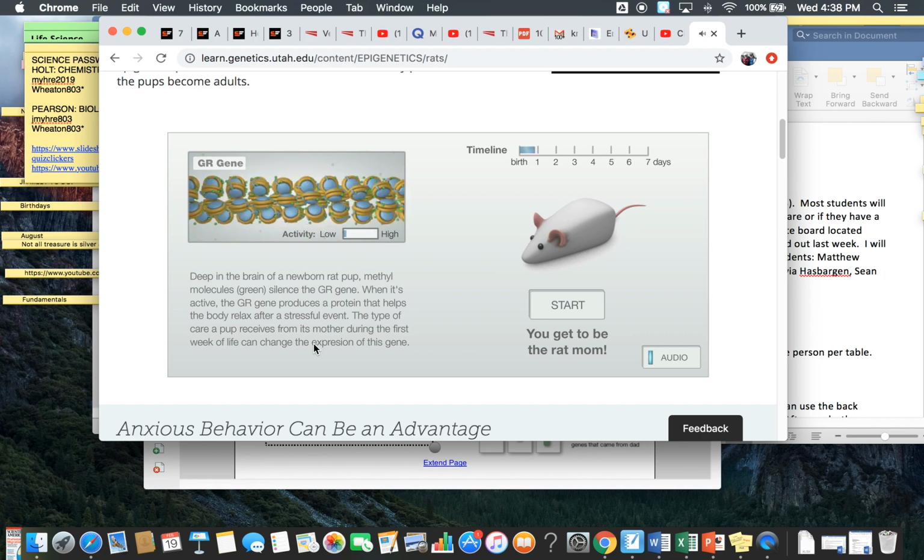Deep in the brain of a newborn rat pup, methyl molecules, green, silence the GR gene. When it's active, the GR gene produces a protein that helps the body relax after a stressful event. The type of care a pup receives from its mother during the first week of life can change the expression of this gene. Okay, so you can see that this is supposed to represent a gene. And you can see that we have low activity because of all of these histones. We talked about nucleosomes and histones and, you know, DNA.